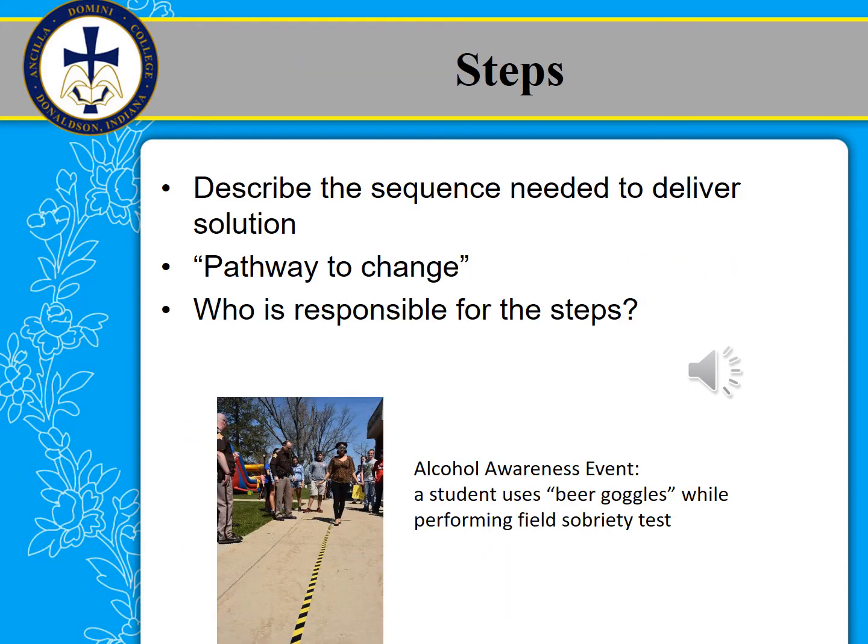So let's put this pretty simply on what implementation is going to look like. You're going to describe the sequence or steps needed to deliver the solution. So let's get into an example here and talk about what we mean by a pathway to change. Let's say you're a local animal shelter, and this is an example from the examples list in the instructions page.